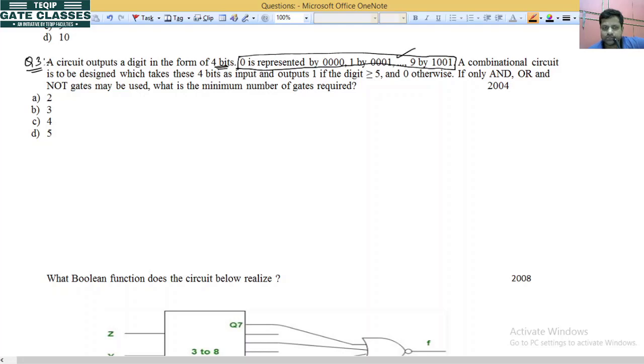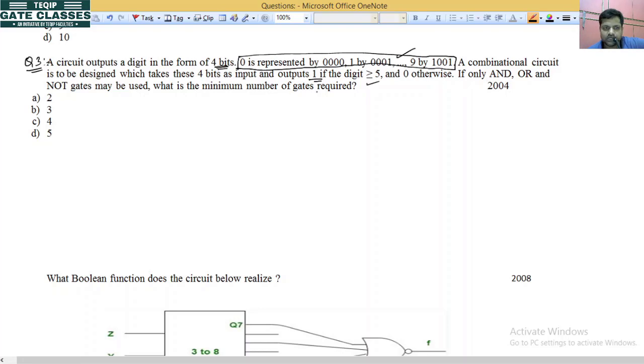A combinational circuit is to be designed which takes these 4 bits as input and outputs 1 if the digit is greater than or equal to 5. Means if the decimal value of the digit is greater than or equal to 5, then the output is 1. So what are those decimal values for which the output is 1? We have 5, 6, 7, 8, 9. So for 5 up to 9 the output will be 1, and for the remaining, 0 to 4, the output will be 0.